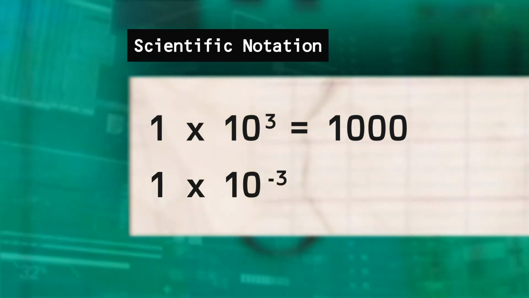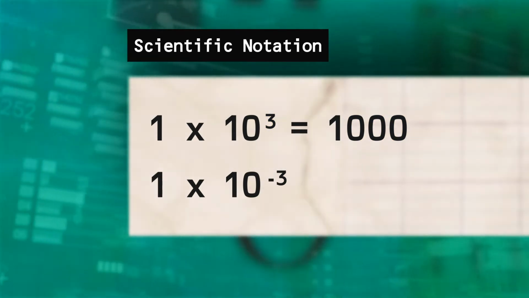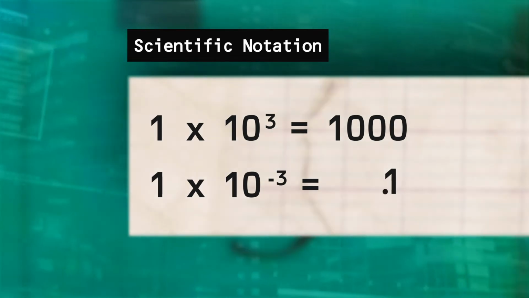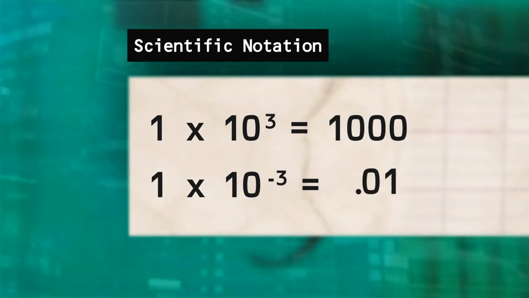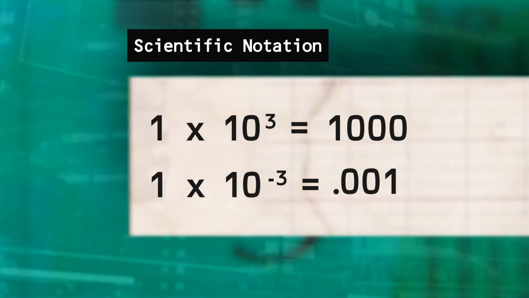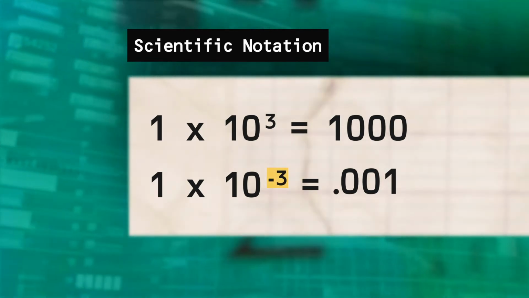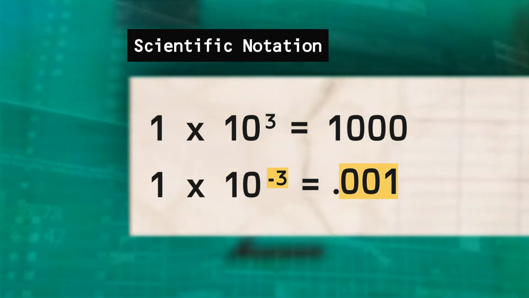Likewise, negative exponents mean we move the decimal to the left. Starting at 1 again, we go to 1/10th, 100th, and finally 1000th. 1 times 10 to the negative third power is equal to 1000th.